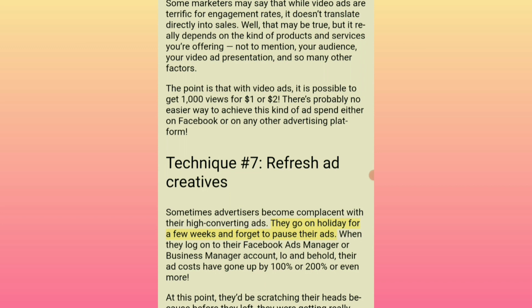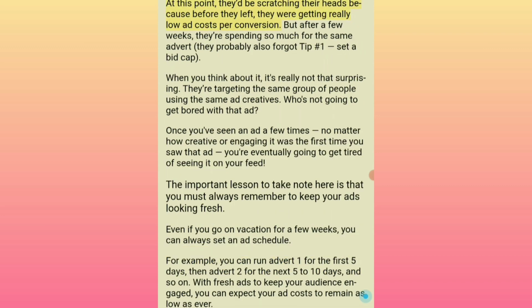They're targeting the same group of people using the same ad creatives. Who's not going to get bored with that ad? Once you've seen an ad a few times, no matter how creative or engaging it was the first time you saw that ad, you're eventually going to get tired of seeing it on your feed. The important lesson to take note here is that you must always remember to keep your ads looking fresh.